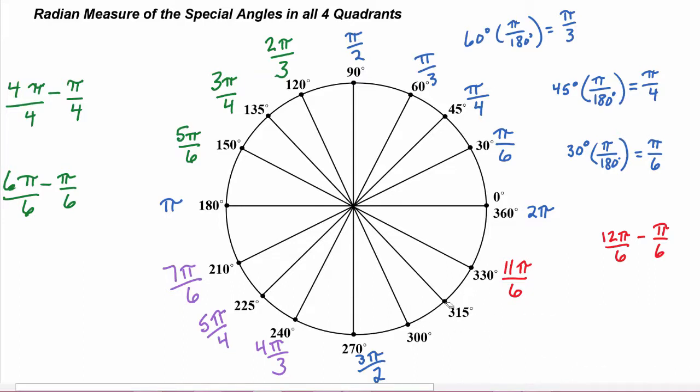Here at 315, if we're in degrees, the reference angle is 45. So in radians, the reference angle is pi over 4. So if we start at 2 pi and we back up by pi over 4, that means 2 pi you have to think of as 8 pi over 4. So 8 pi over 4 minus 1 pi over 4 is 7 pi over 4.